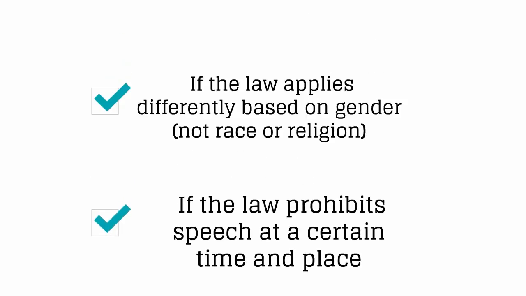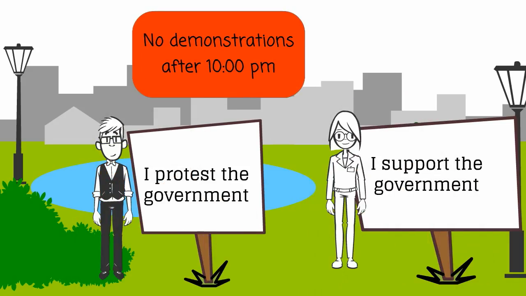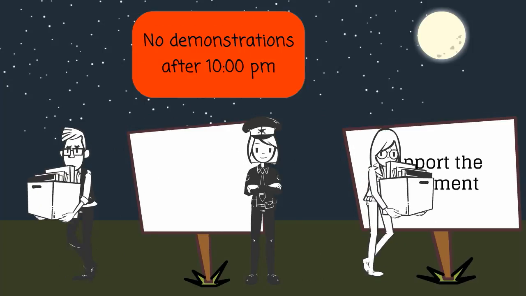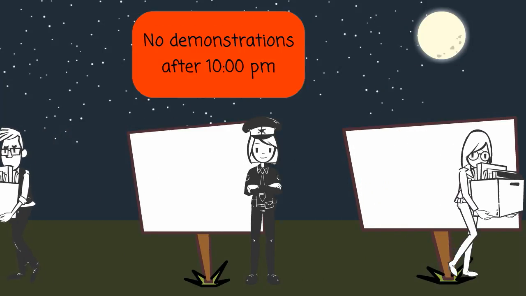Intermediate scrutiny might also apply if a law prohibits speech generally at a time and place. For example, let's say the government passes a law prohibiting demonstrations in a park after 10 p.m. This law applies to everyone at the park regardless of the topic or the content of their speech.